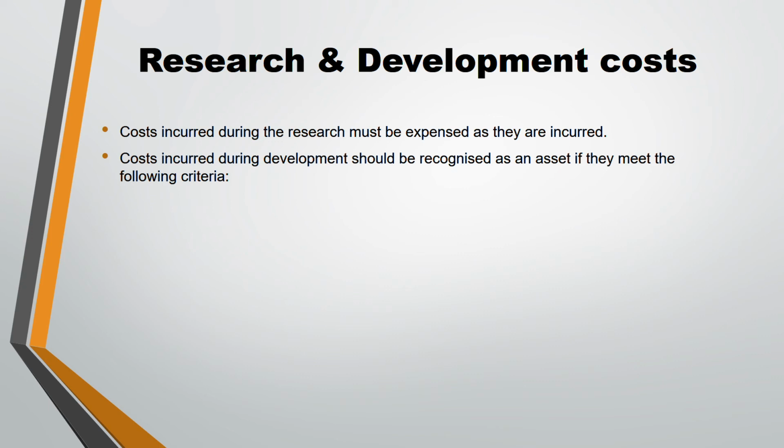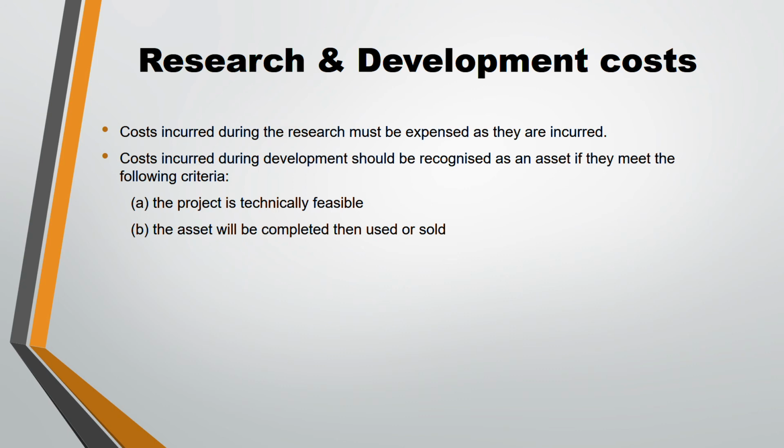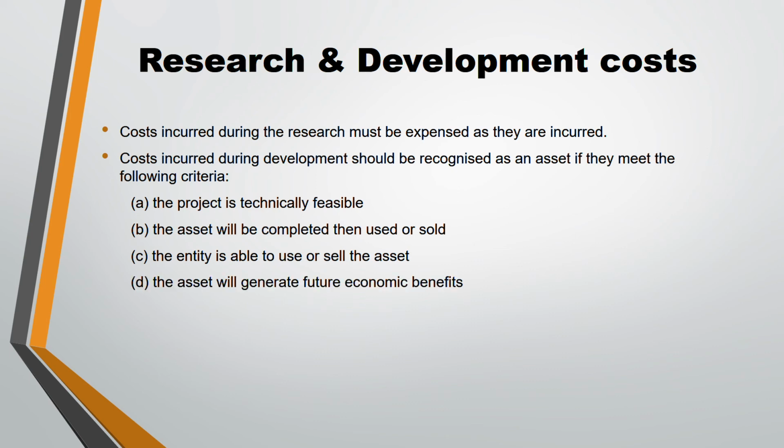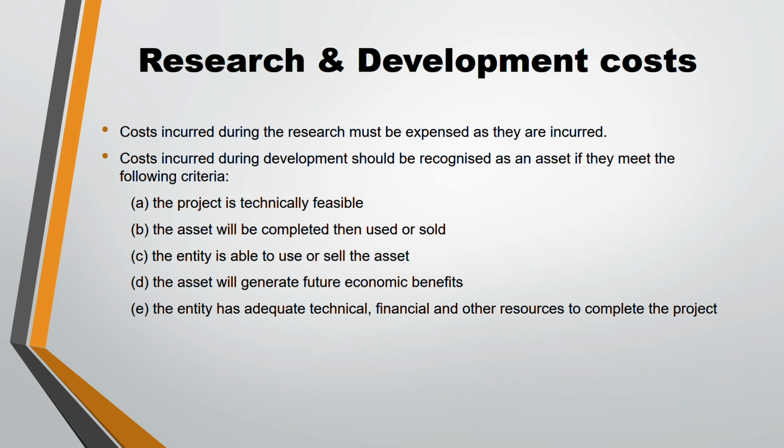Number one, the project has to be technically feasible. Number two, the asset has to be completed, and after completion it will be used or sold. The entity is able to use or sell the asset. It will generate future economic benefit. The entity has technical, financial and other resources to complete the project, and expenditure can be measured reliably. If the six criteria are met, you capitalize it, take it as part of an intangible asset, otherwise expense.